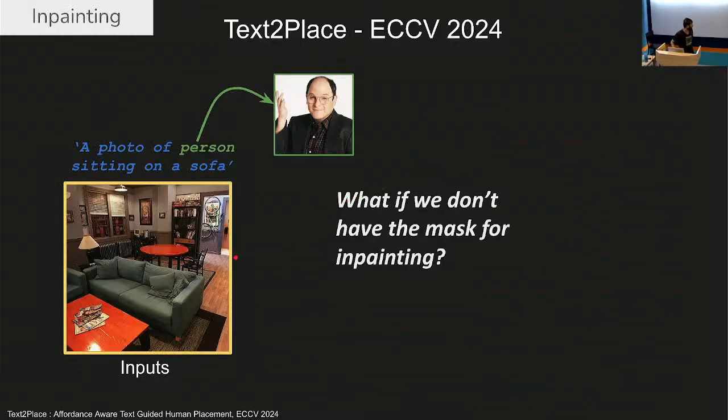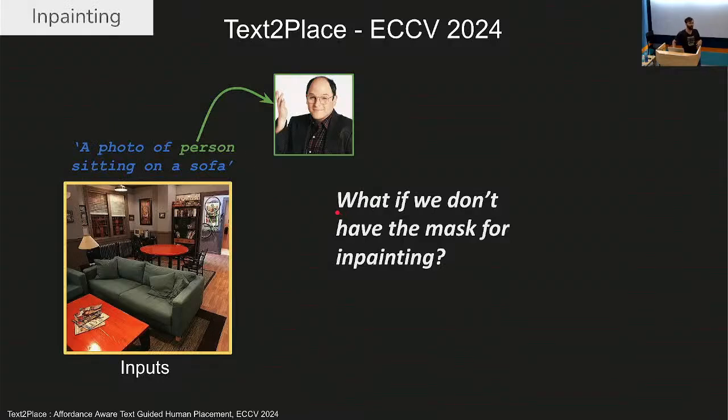So the setup here is given a background image and a text prompt and a photo of that person that you want to insert. Something similar to that cat that we want to insert. But we don't have ground truth here. We cannot cut paste the object. And we don't have the mask also. So it becomes very challenging, like how to define the mask where the person can sit.